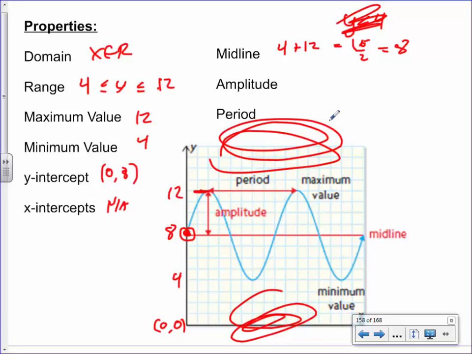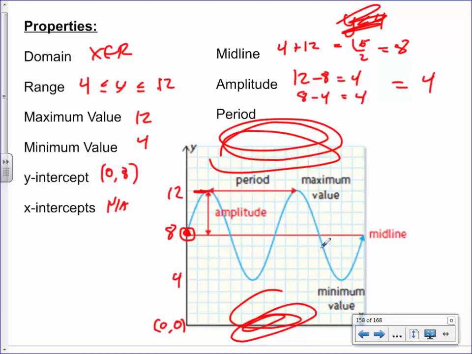Then for the amplitude, well, how high is it from 8 up to 12? I would say, well, 12 minus 8 means it's 4. Or how far is it from 8 down to 4? 4. Either way, the amplitude is 4, right? Like it goes up 4, down 4, up 4, down 4.